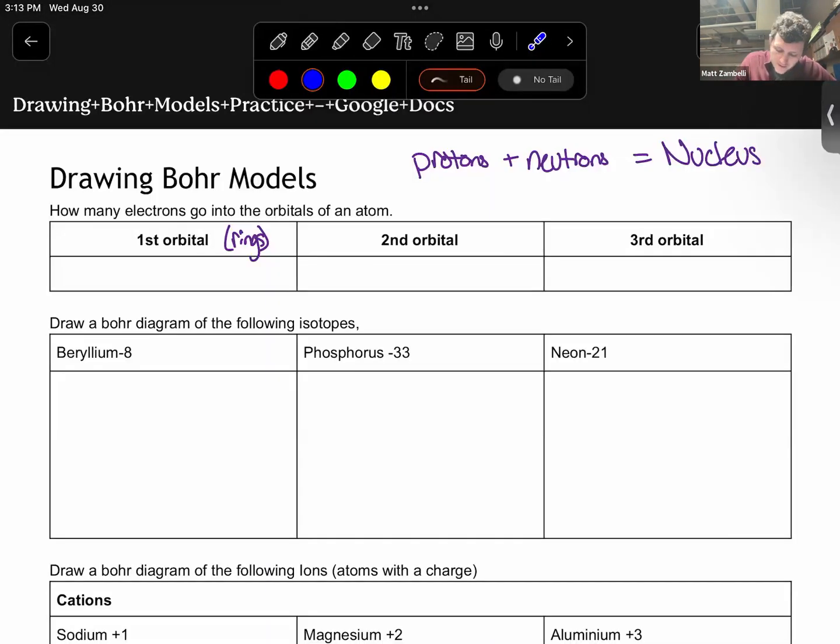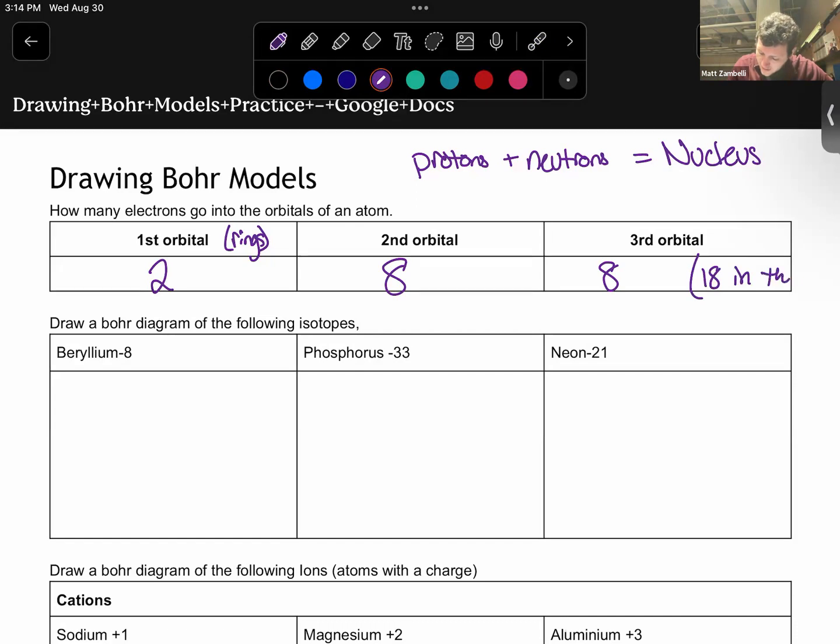But for the most part, we need to remember that our first orbital can only ever have a maximum of 2. Our second orbital only ever gets a maximum of 8. And our third orbital gets a maximum of 8 if we're talking about the third row. But if we're in the 4th through 7th row, it can have 18. So again, think orbital as in the row number.